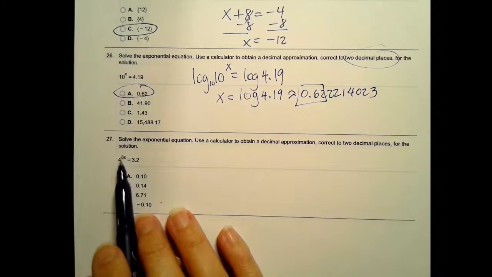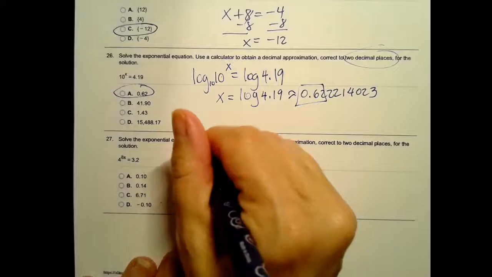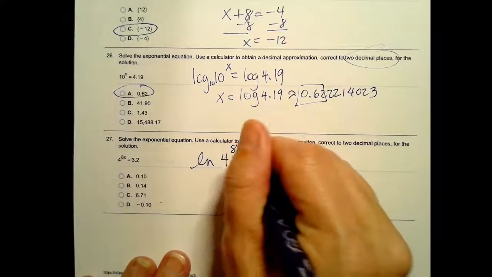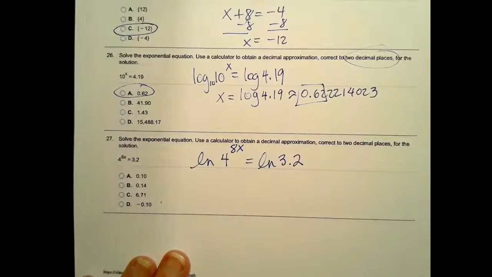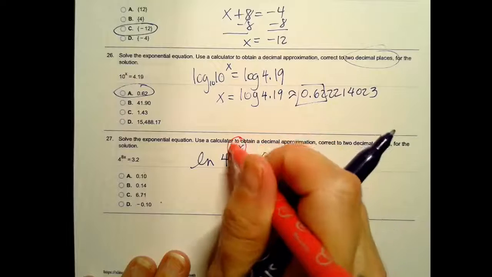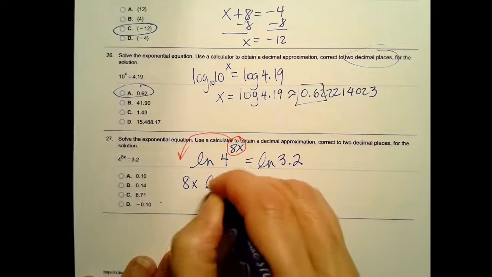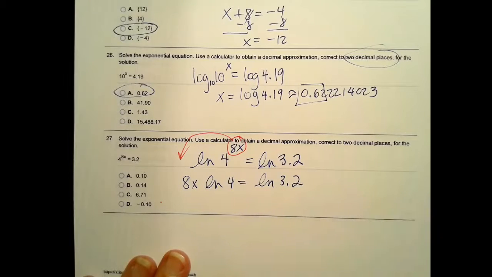Now this time I don't have a base of 10, I've just got a weird base. So if I've got a weird base, we're going to use natural logs instead of regular logs. So I'm going to use the natural log: natural log of 4 raised to the 8x equals the natural log of 3.2. And then I'm going to use my rule about powers and pull the exponent out front. So 8x natural log 4 equals natural log 3.2.